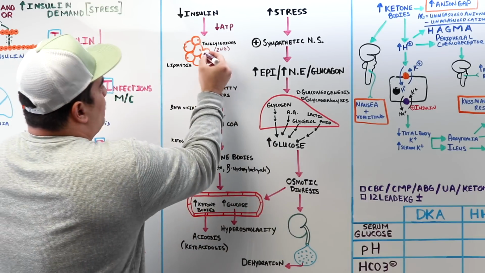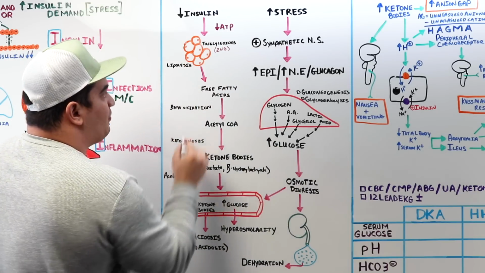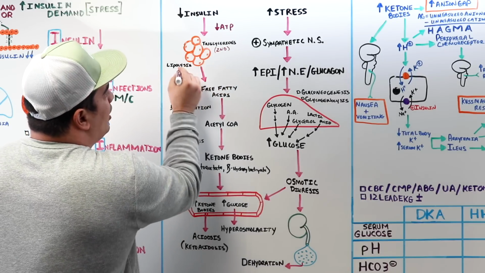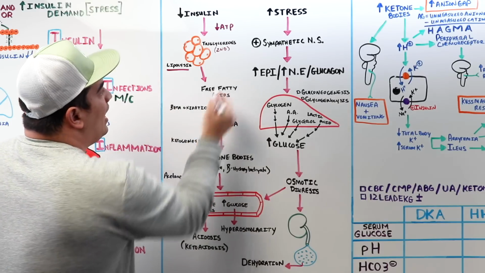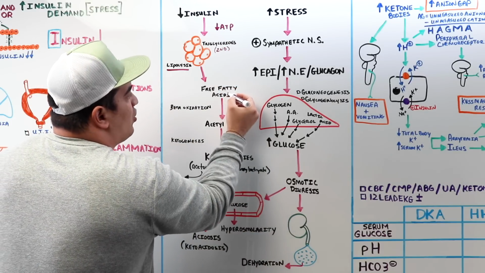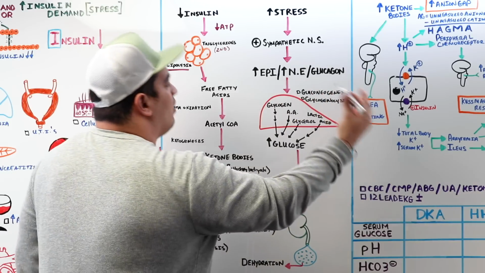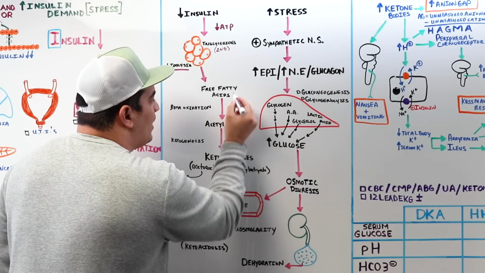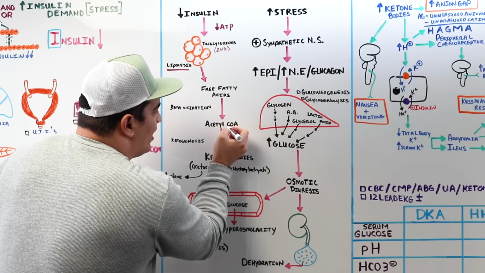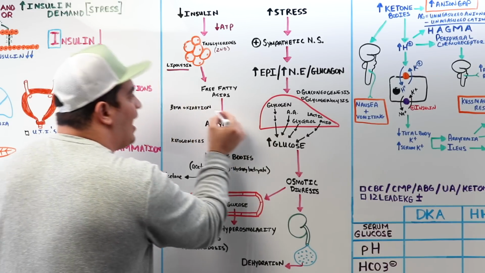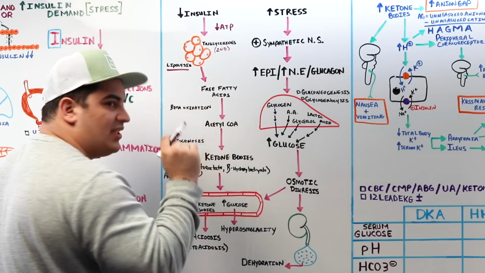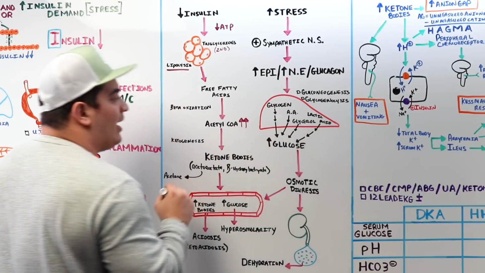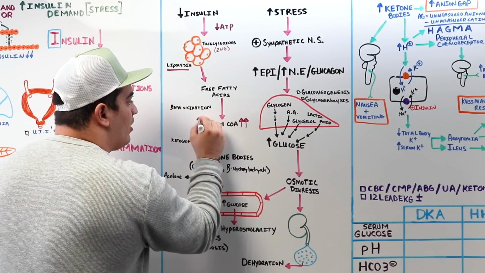Triglycerides. Now, triglycerides are in adipose tissue. And whenever the triglycerides in adipose tissue are broken down, it's called lipolysis. And we break the triglycerides down into free fatty acids, and there's also glycerol. Now, these free fatty acids get converted into acetyl-CoA through what's called beta oxidation. We break down the free fatty acids into 2 carbon chains and push them into acetyl-CoA. Whenever you have increased beta oxidation, you get increased acetyl-CoA production.